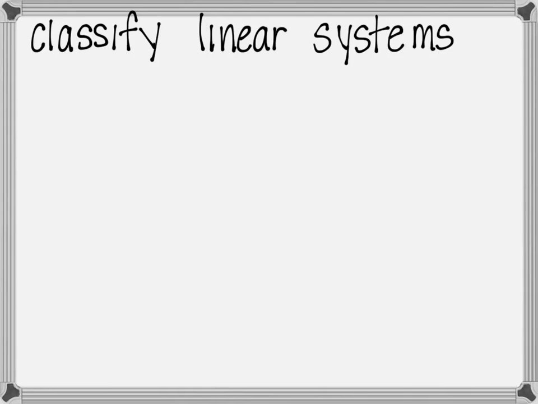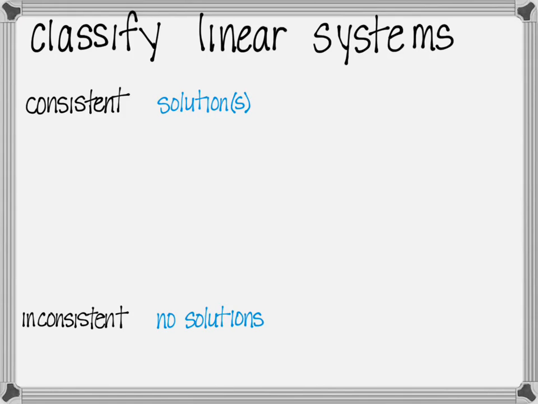This is the first of several videos on linear systems. In this first one, we're going to learn about classifying. When we classify a linear system, they're either consistent or inconsistent, which means there's either going to be solutions or no solutions. When there's solutions, meaning consistent, the linear system is either dependent or independent.